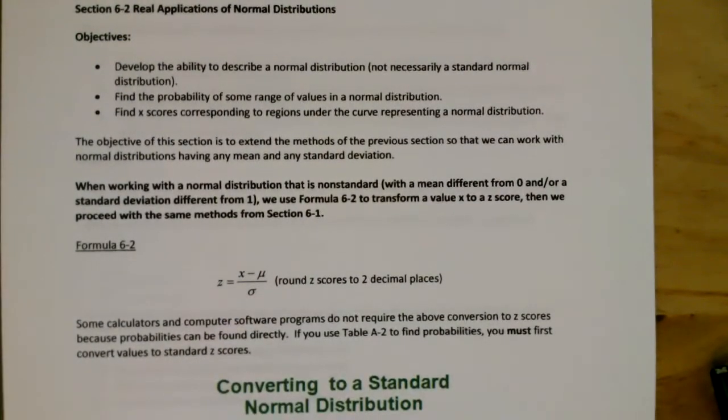So that means we need to convert that x value to a z-score using this formula. And that is z is equal to x minus mu divided by sigma. And you're going to round your z-scores to 2 decimal places. Back in chapter 3, we did convert z-scores when we were talking about measures of relative standing.